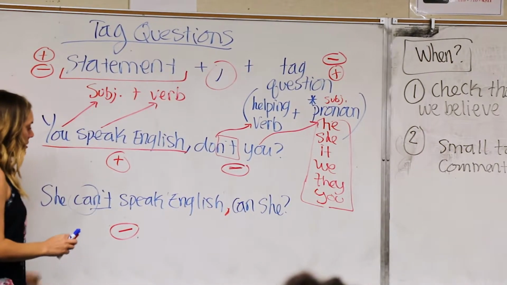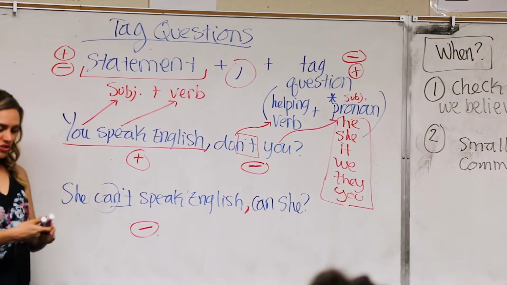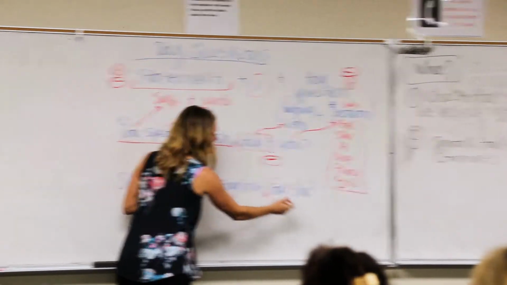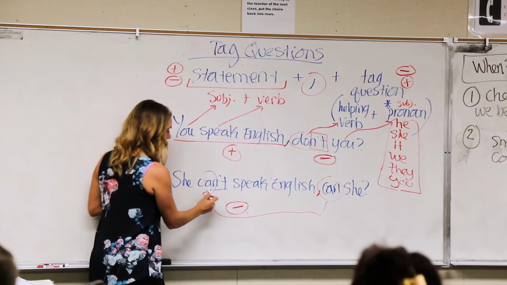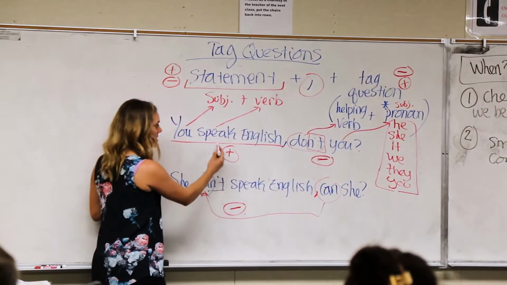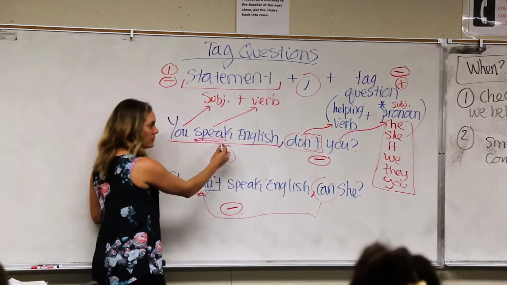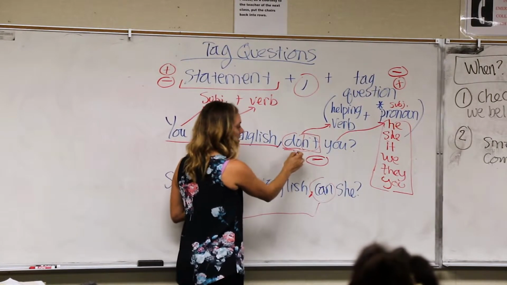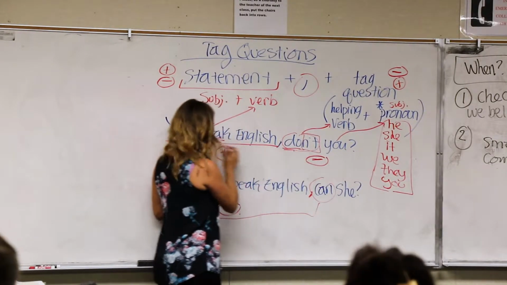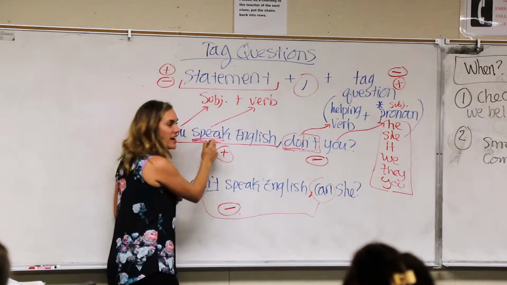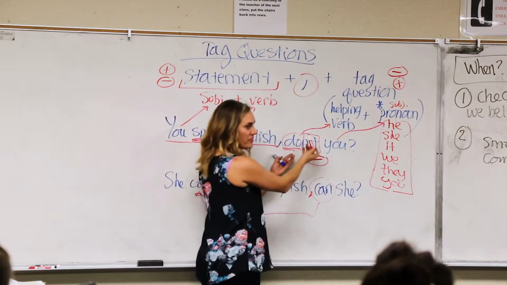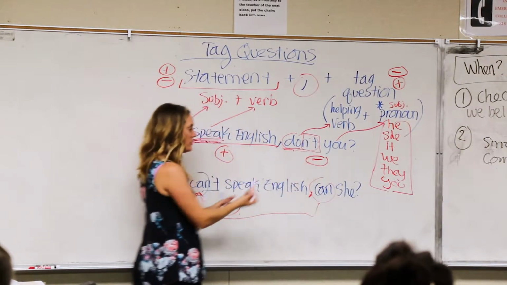All right. Let me give you one more example. I want you to see that the helping verb has to be the same as the helping verb over here. But sometimes we don't have a helping verb. This is not a helping verb, right? So why do we need this one? Because this is not be, this is not have, this is not a modal, so we need a helping verb, and that one has to be do, right?